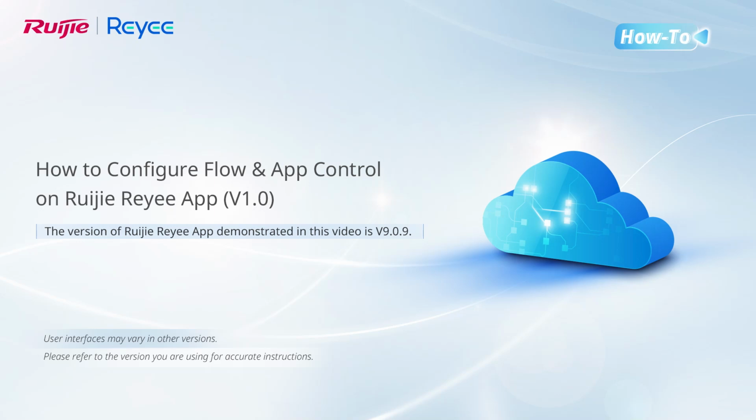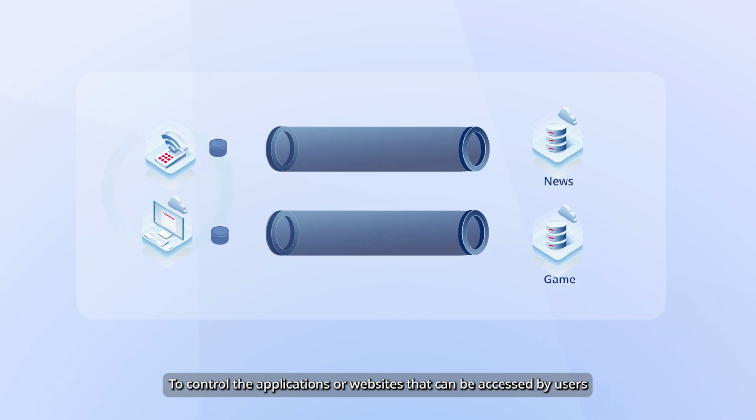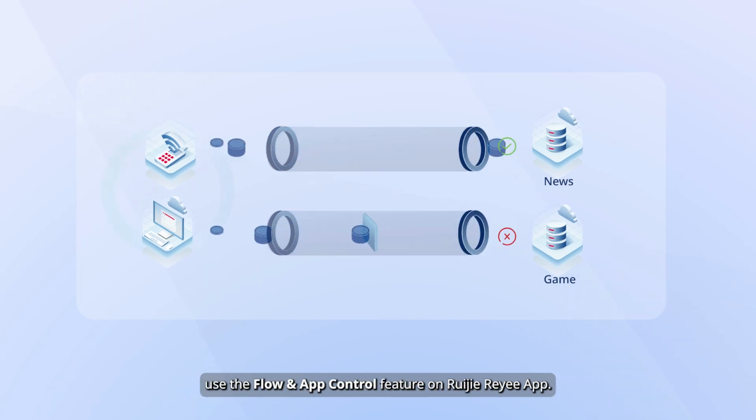This video demonstrates how to configure application or website control on Ruijie Reyee app. To control the applications or websites that can be accessed by users, use the App or Website Control feature on Ruijie Reyee app.